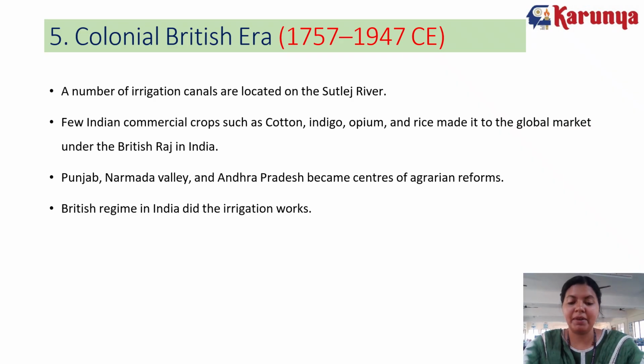Some regions like Punjab, the Narmada Valley, and Andhra Pradesh became the most important agriculture areas due to the irrigation projects. And although irrigation improved, farmers suffered because the taxes during that period were very high. So this period shows that agriculture developed, but mainly it was only for the benefit of the British people.